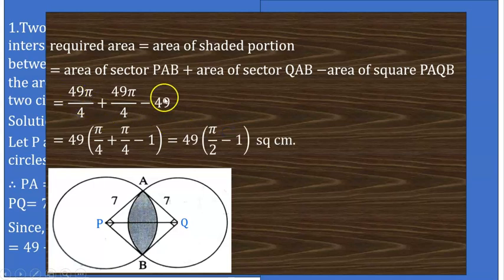If you take 49 as common, then in the bracket you will get π/4 plus π/4 minus 1. π/4 plus π/4 gives π/2, minus 1. And hence the required area of the shaded portion is equal to 49(π/2 − 1) square centimeter.